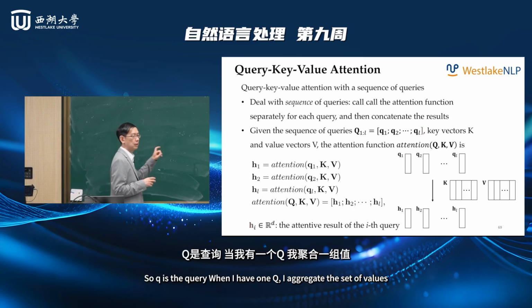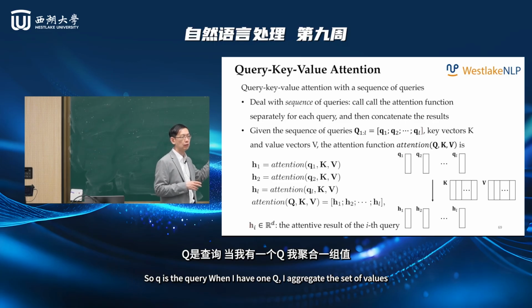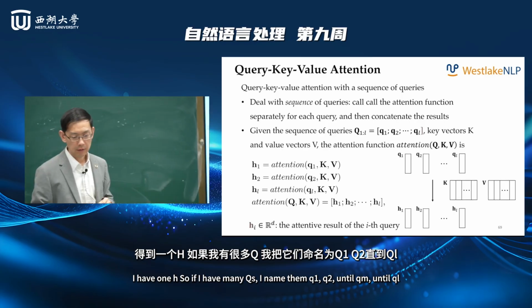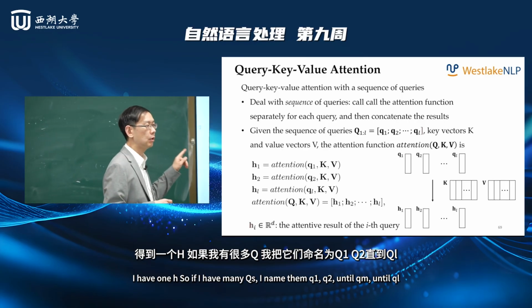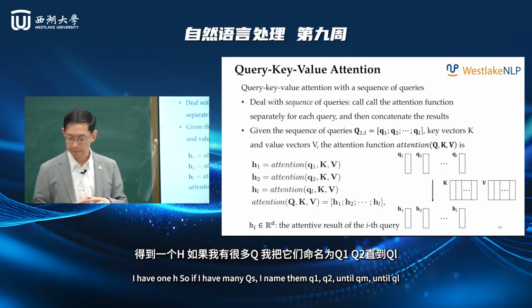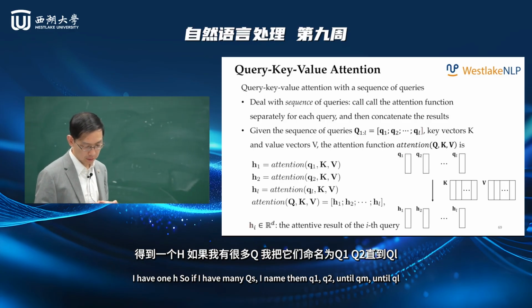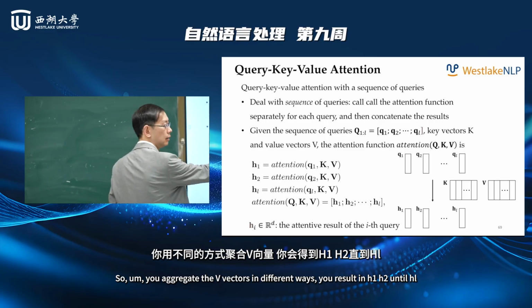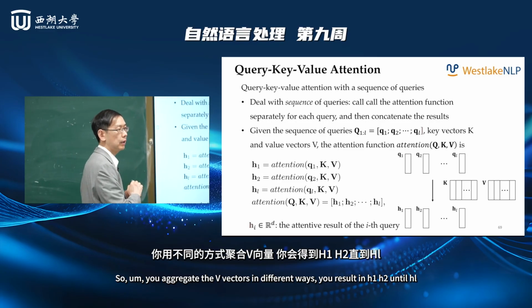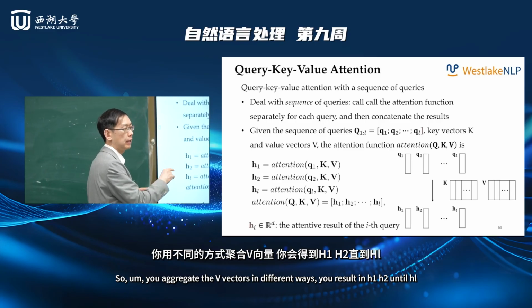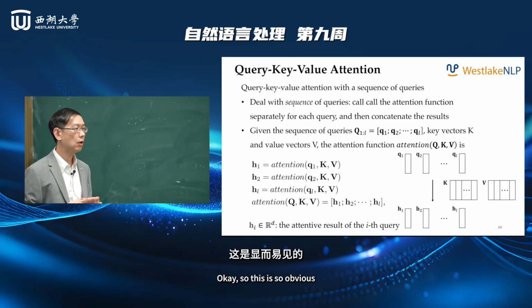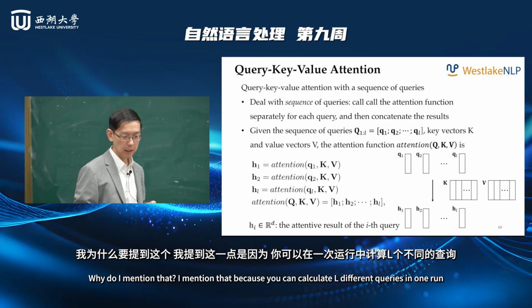So Q is the query. When I have one Q, I aggregate the set of values. I have one H. So if I have many Qs, I name them Q1, Q2 until QL. So you aggregate the V vectors in different ways. You result in H1, H2 until HL. So this is so obvious. Why do I mention that?